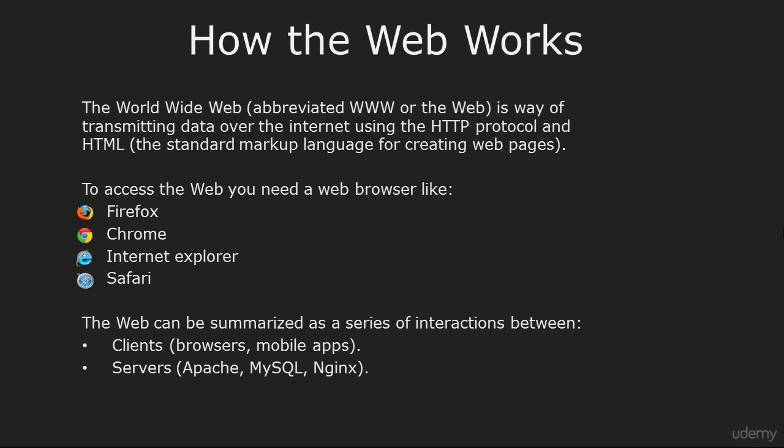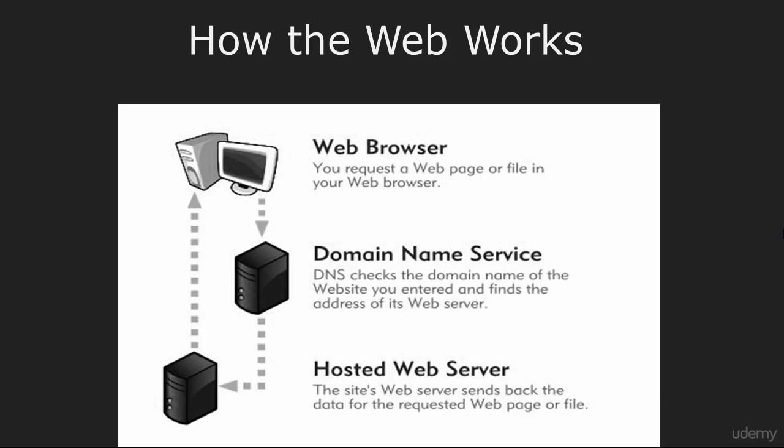The web is a way of transmitting data over the internet using the HTTP protocol and HTML. To access information from the web you need a web browser, such as Firefox, Chrome, Internet Explorer, Safari, and so on. The web can be summarized as a series of interactions between clients and servers. In this slide you can see how the web works in a nutshell.